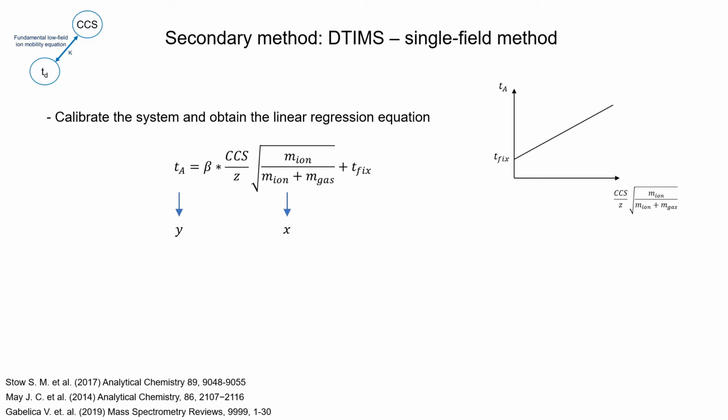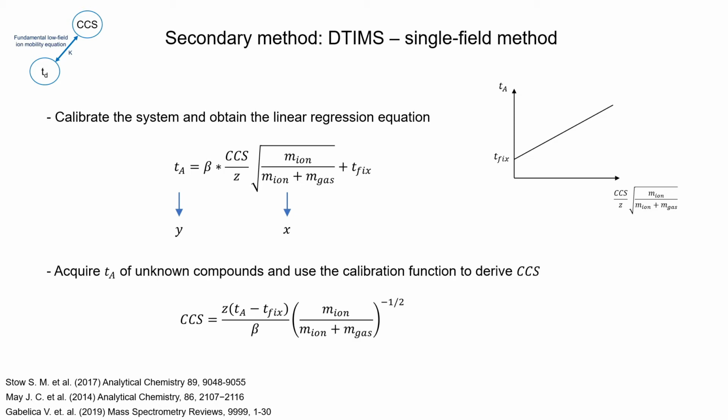Here we need to calibrate our drift tube by infusing a mix of calibrants, which are compounds of known CCS, charge state, and mass. We can plot a linear regression curve representing the arrival time as a function of the term including CCS, charge, and the ratio of the masses. And in this way, we will then obtain the slope, beta, and the intercept T fixed. We can use the calibration equation to derive the CCS of unknown compounds, as long as calibrant mix and samples are analyzed under the same experimental settings.